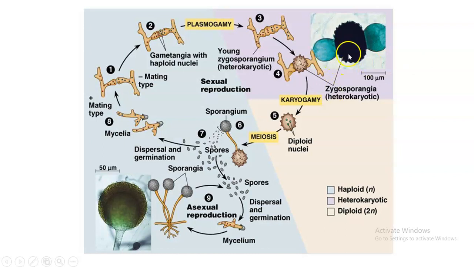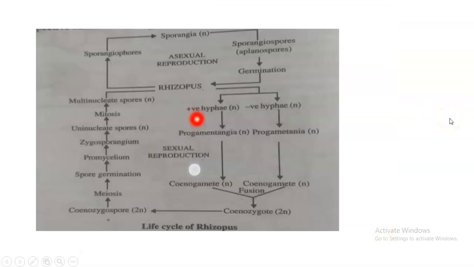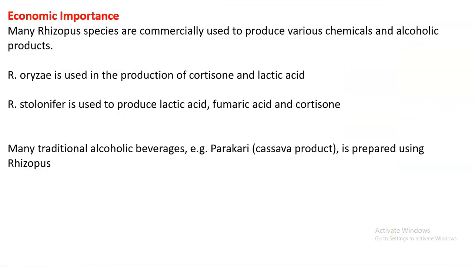Now this is the figure for the life cycle. If you want to draw asexual reproduction: from the sporangia, spores arose and spores germinated into new thalli. In the case of sexual reproduction, two compatible thalli came together, plasmogamy happened, karyogamy, then zygote, meiosis, germination, new thalli. This is the flowchart for that. So with this, you can pause the video and write the economic importance as well. With this, we wind up Rhizopus.